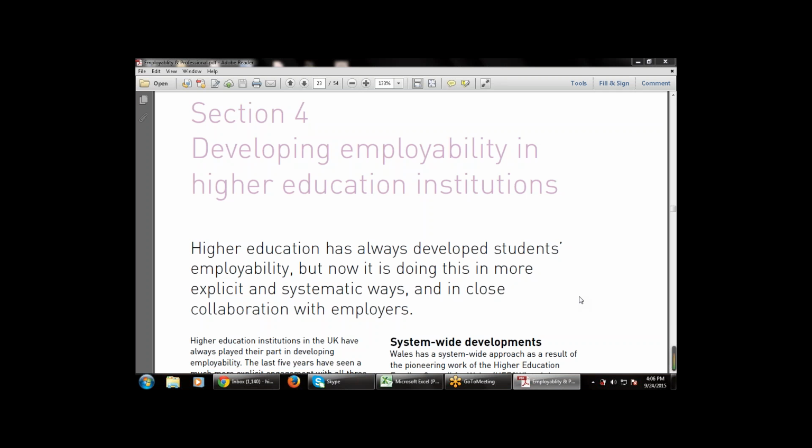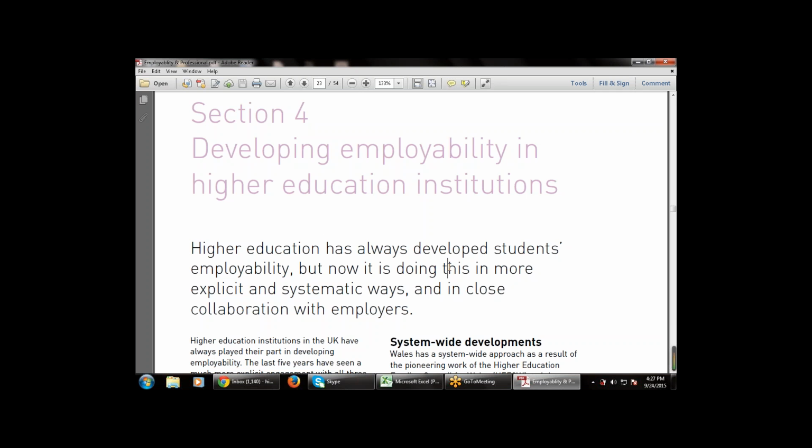So let's start. What is higher education first of all? Higher education has always developed the students' employability, but now it is doing this in a more explicit and systematic way. It is the higher education that developed the students' employability, and now it is doing this in a more explicit and systematic way.